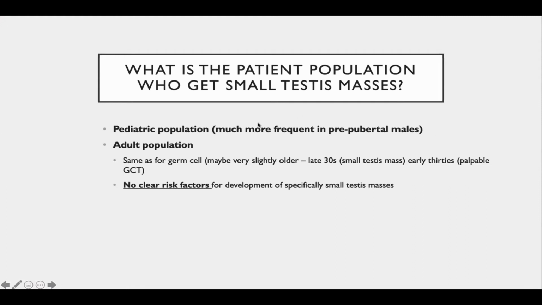Unfortunately for us, as adult urologists, these patients are the same guys who are getting germ cell tumors. So there may be a very slight trend towards men with small testicular masses occurring later in their 30s as opposed to earlier in their 30s, where it might be more likely that they have a germ cell tumor, but not to the point that you would be able to change your clinical management of the patient or screening recommendations. So unfortunately, at this point, we have really not identified any clear risk factors for the development of specifically a small testes mass. And so right now, we have to basically treat them all the same.